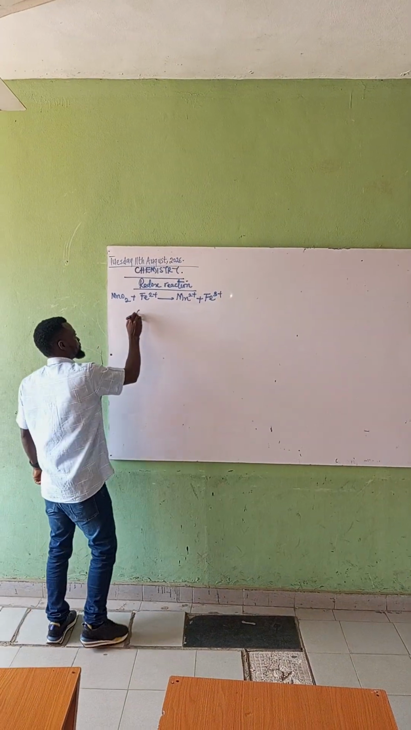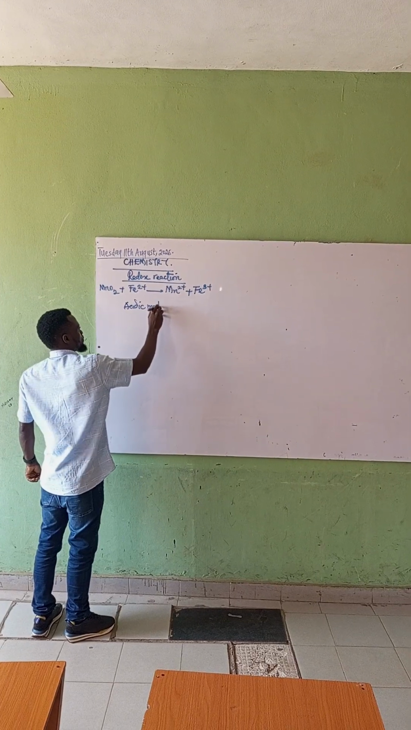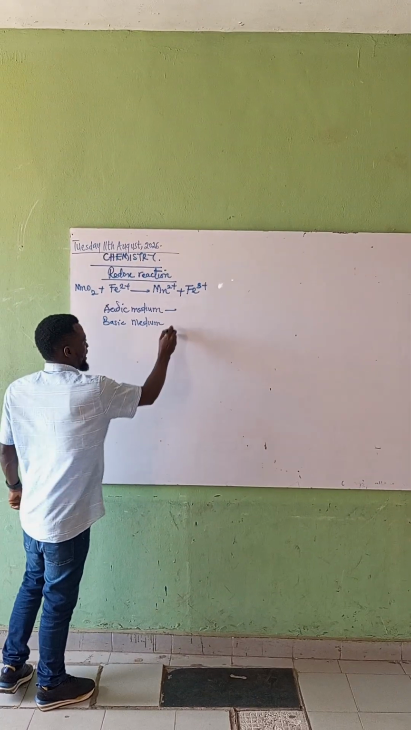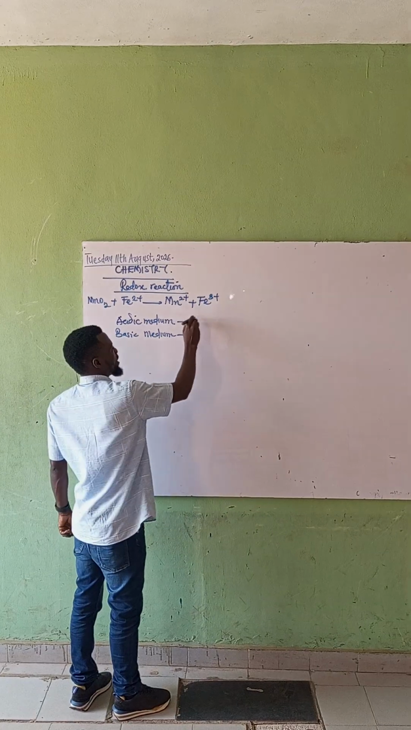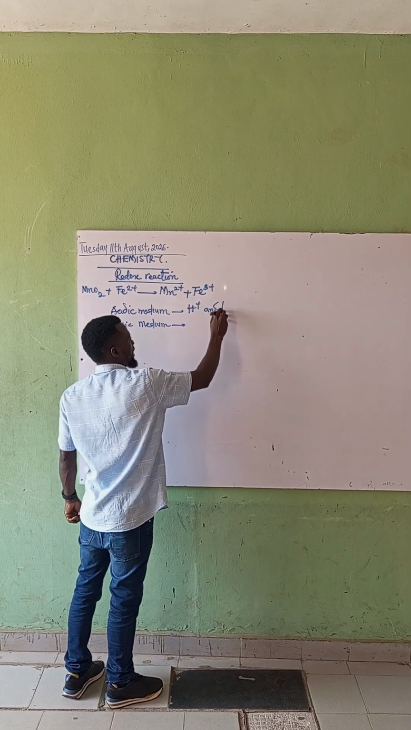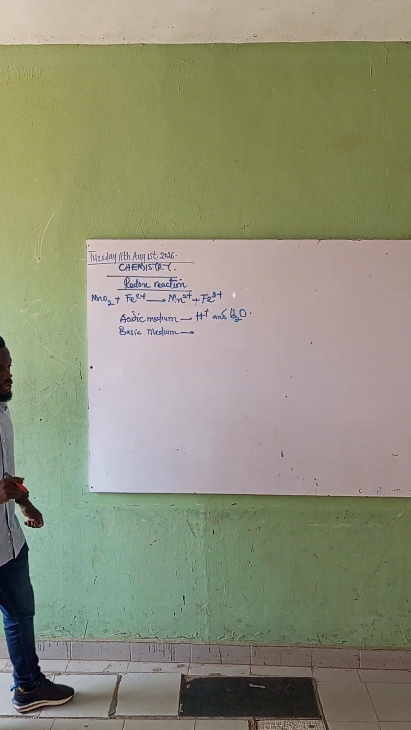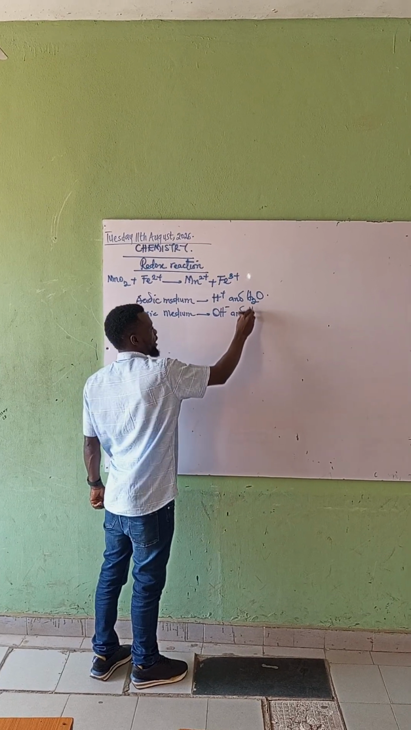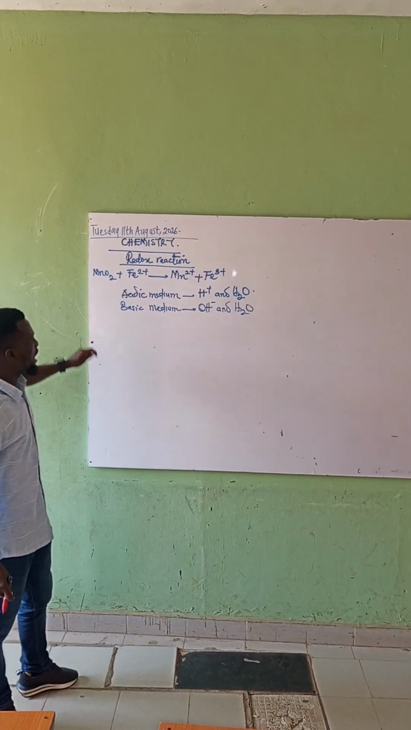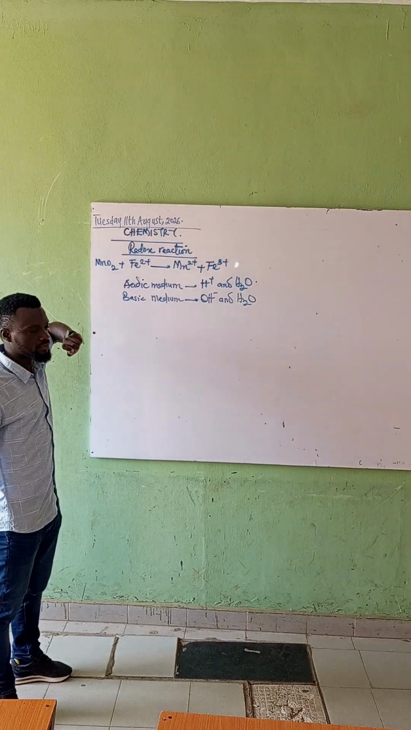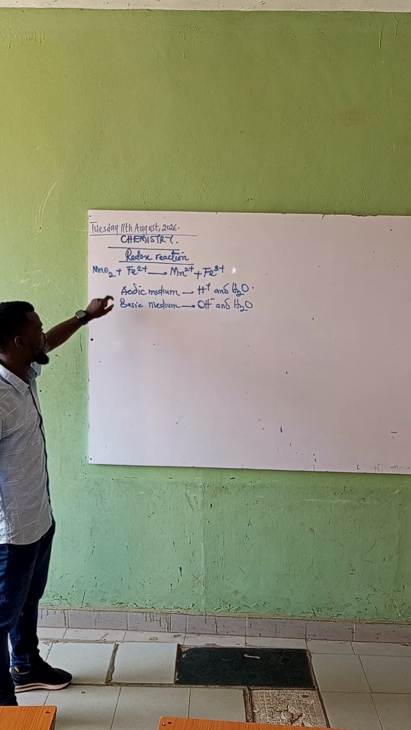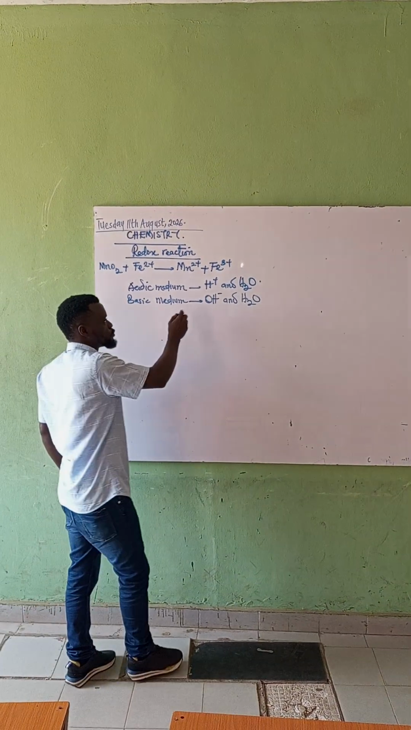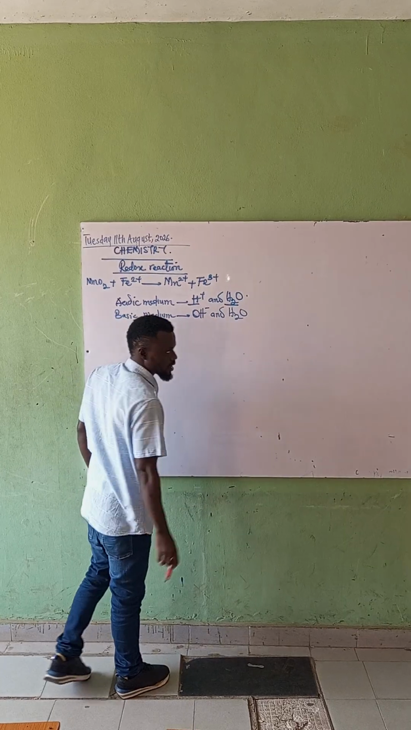Now, we're talking about acidic medium and basic medium. In acidic medium, we make use of hydrogen ion and H2O. That is for acidic medium. But for basic medium, we have OH minus and H2O. Now, how do you know if a question is acidic medium or basic medium? It is going to be indicated in the question. Looking at this question now, it is acidic medium. That means what you need to deal with now is the hydrogen ion and water.